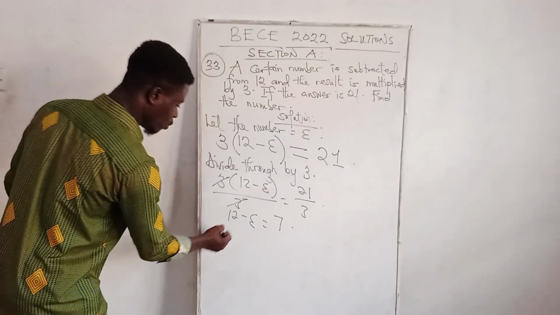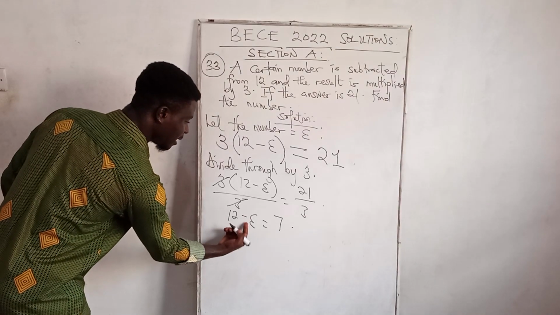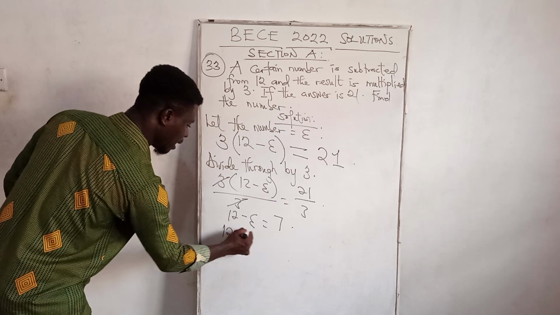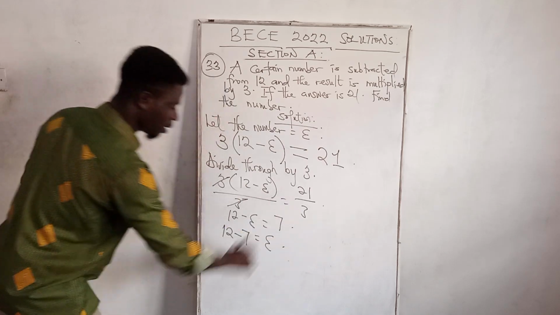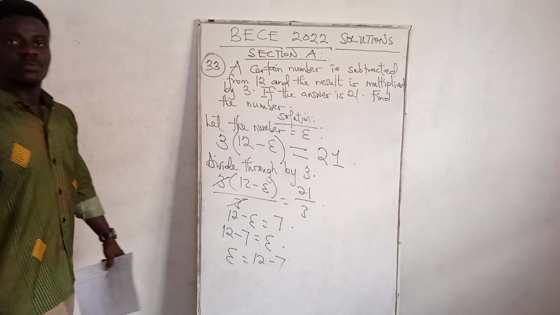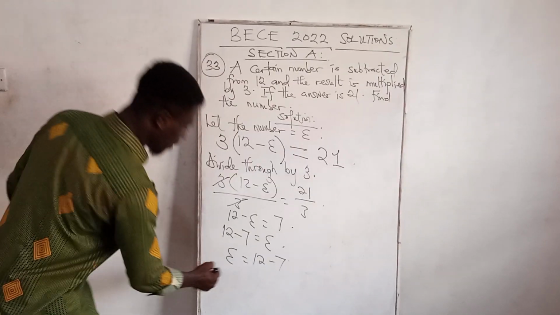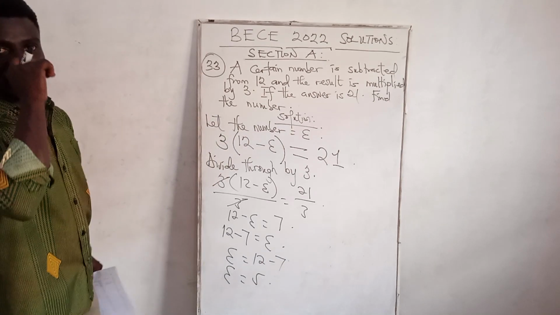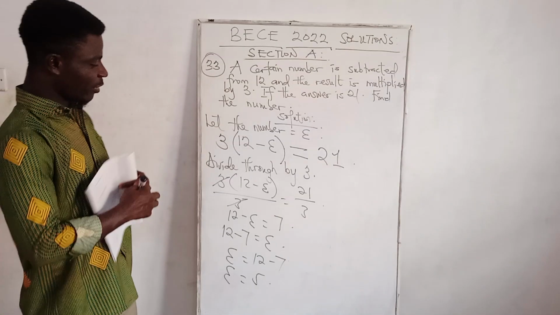Then what do we do? We group like terms. You can send this epsilon to the right hand side. So I have 12, then this 7 comes over, 12 minus 7 equals epsilon. So epsilon is the same thing as 12 minus 7. So I get epsilon equals 5. Epsilon equals 5. Very, very simple.